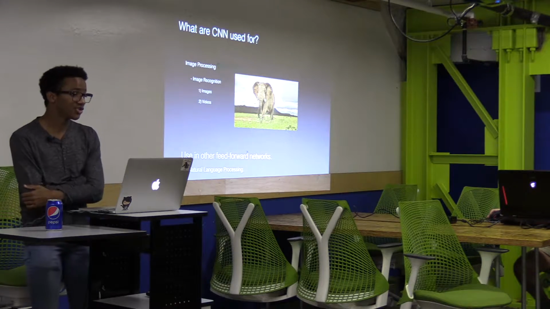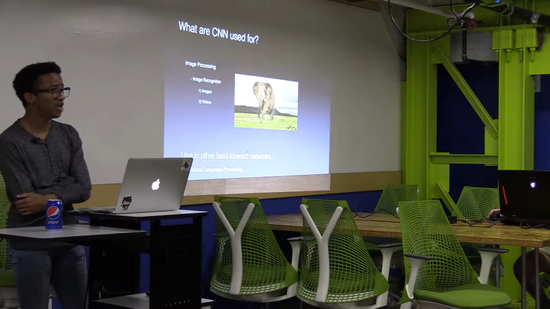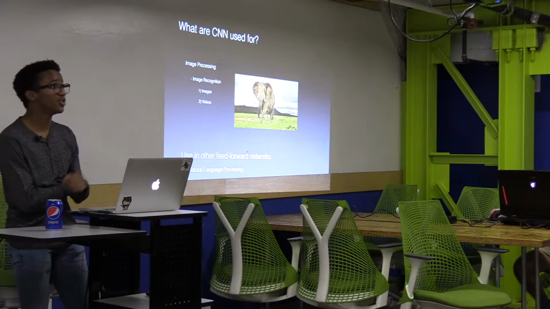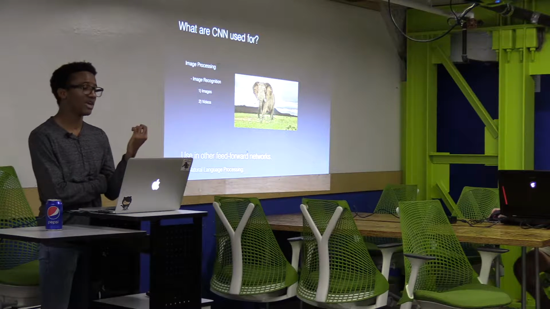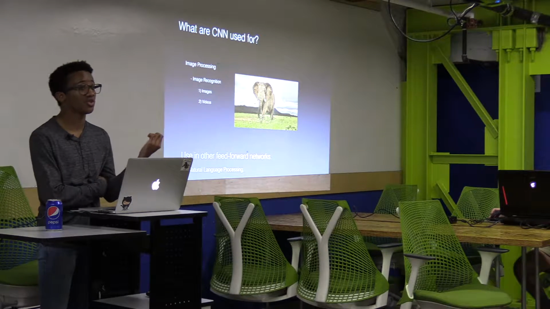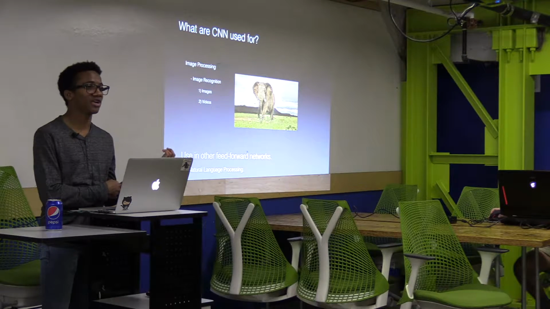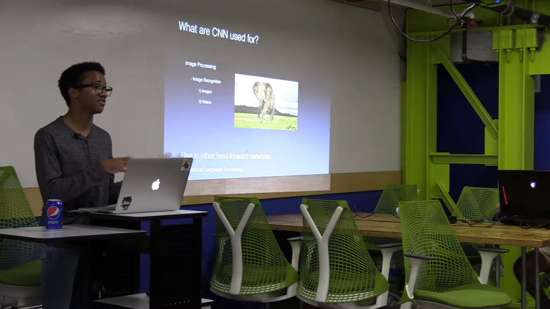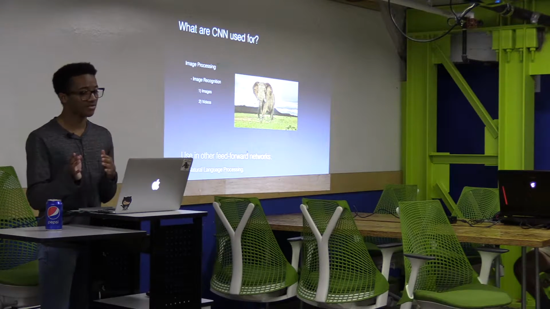So what are CNNs used for? Mainly image processing: image recognition, and images and videos. People also tie them into natural language processing and other networks. They'll start with their image processing, and they'll pass it forward in a feed forward network, and pass that data off.